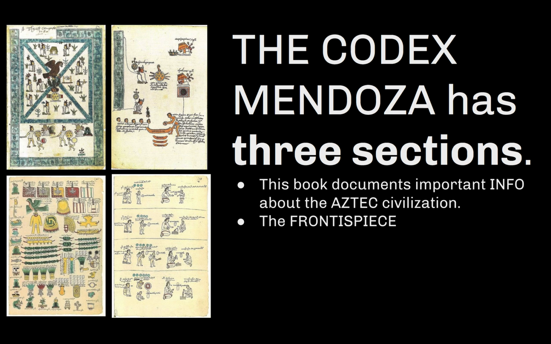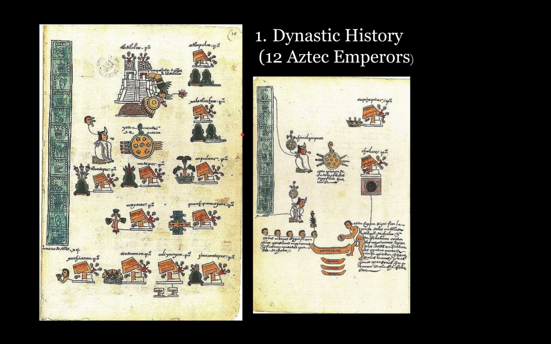So the Codex Mendoza has 3 sections. This book documents all of the most important things to know about the Aztec civilization. And the frontispiece is the only page we have on our curriculum. But I do want to explain to you the 3 sections, at least basically, because they're great.